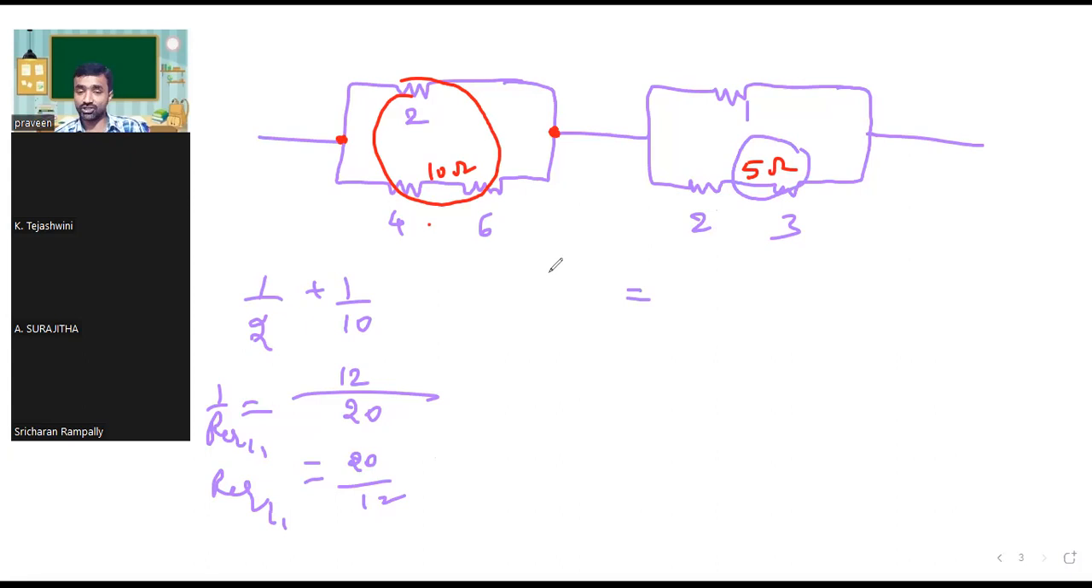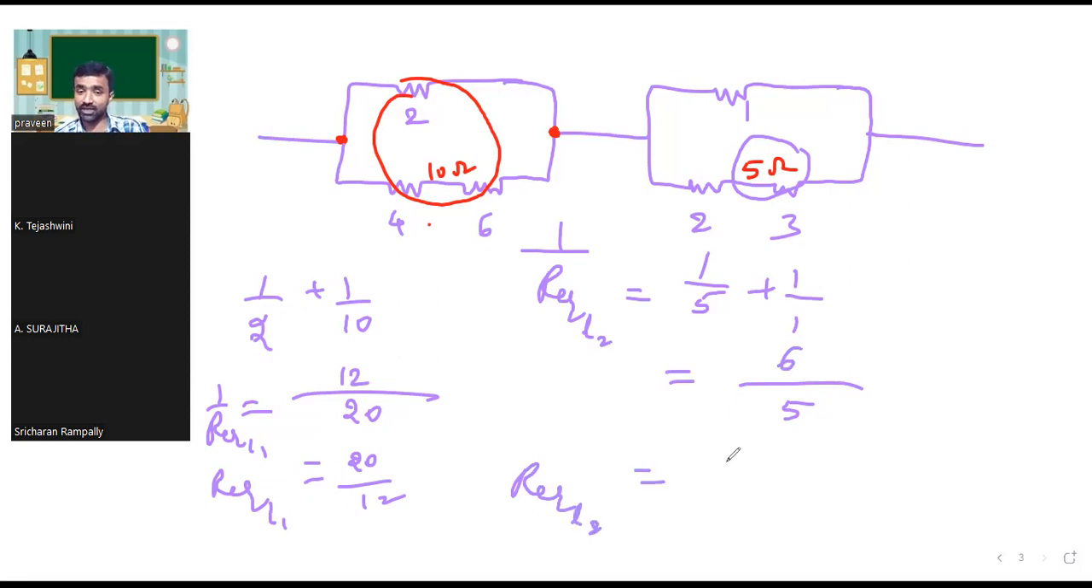Now 1 and 5 ohms are in parallel combination. So the equivalent resistance in loop 2 is the reciprocal of 1 by 5 plus 1 by 1. That will give you 5 over the cross product of numerators: 1 into 1 plus 1 into 5 will give you 6. Then R equivalent in loop 2, the parallel combination, will be 5 by 6.